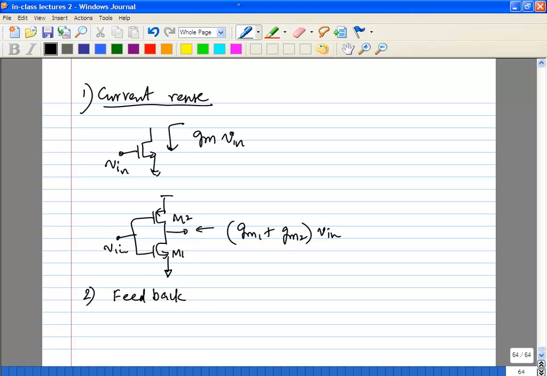So the next thing is feedback. What would you use feedback for? One thing you can use it for is to implement Rn equals 50 ohms, and of course to improve IIP3. Those two things feedback will definitely do.